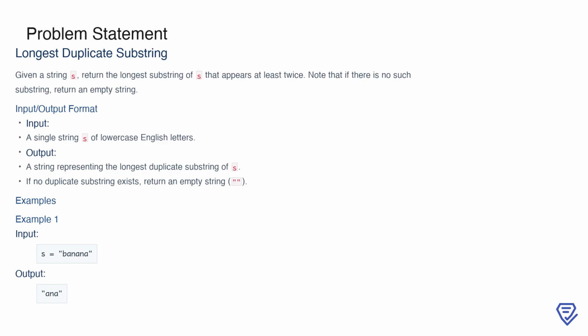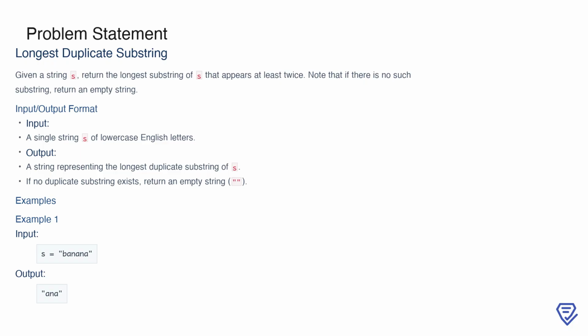In this problem, you're given a string S consisting of lowercase English letters. The task is to find the longest substring within S that appears at least twice. If no such substring exists, the output should simply be an empty string. The input format is straightforward, it's a single string S. The output is also a string, which is the longest duplicate substring, or an empty string if no duplicates exist.